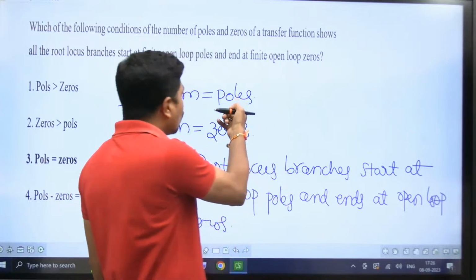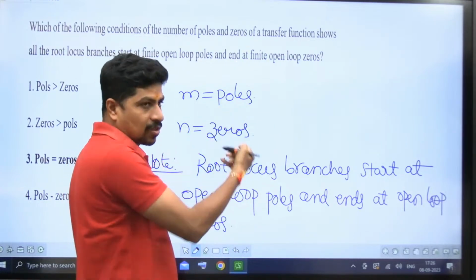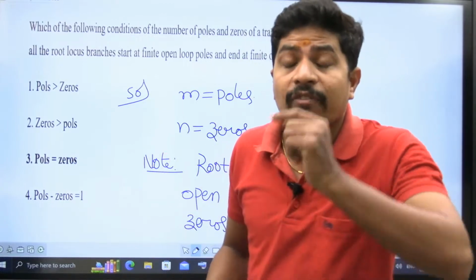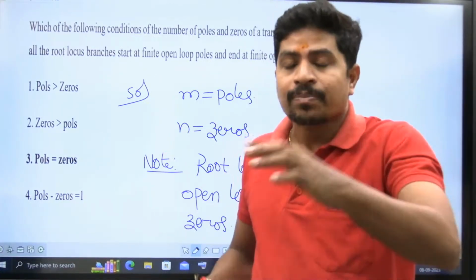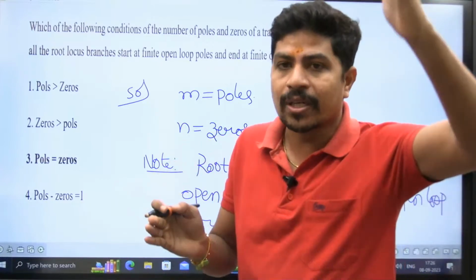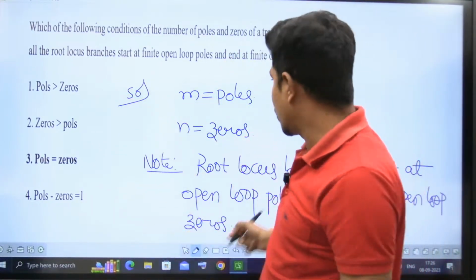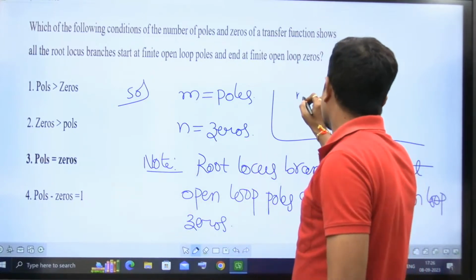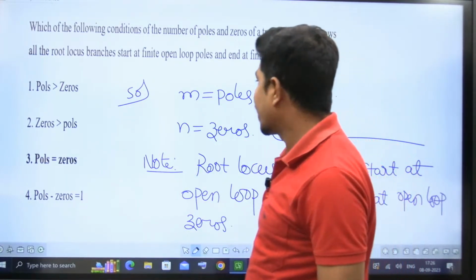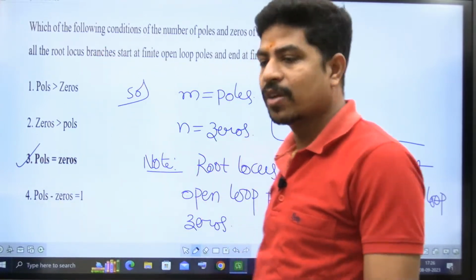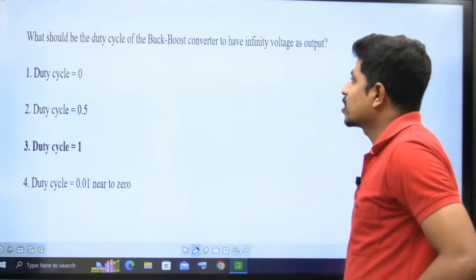Now, how many branches will be there? Suppose the poles are m, m branches will be there. All those branches must end at open loop zeros. If open loop zeros are not available, then that difference of branches will go to infinity. But he is asking that all branches must end at zeros. So the condition is m must be equal to n: the number of poles is equal to the number of zeros. Let's go to the next question.